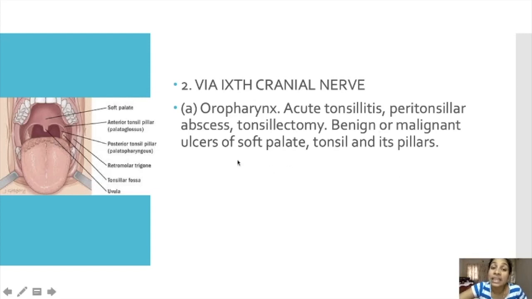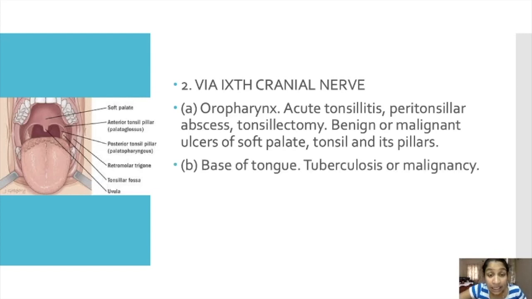And benign or malignant ulcers of the soft palate. The benign or malignant ulcers here are in the soft palate area and/or the tonsils and their pillars. This is the posterior tonsillar pillar, and this is the anterior tonsillar pillar. So any ulcer in these areas, malignant or benign, or any abscess, can cause referred pain to the ears, or otalgia. That is via the ninth cranial nerve.